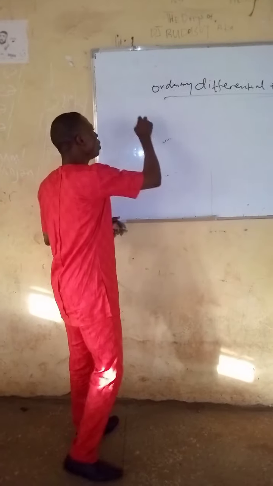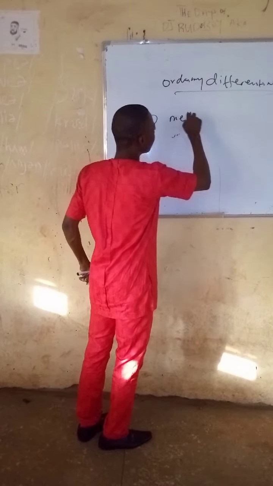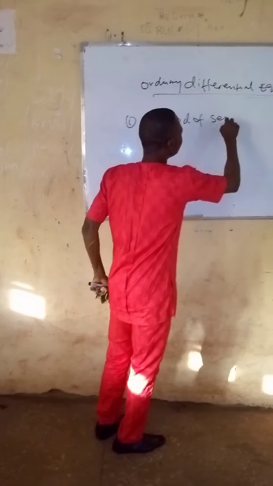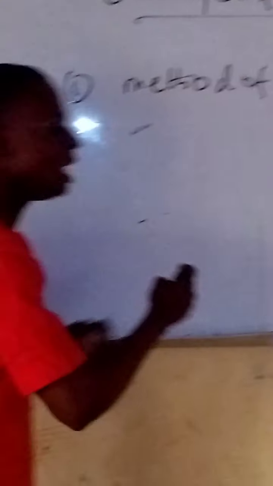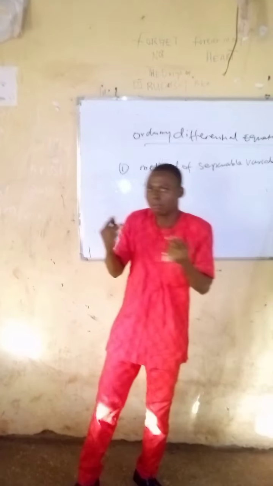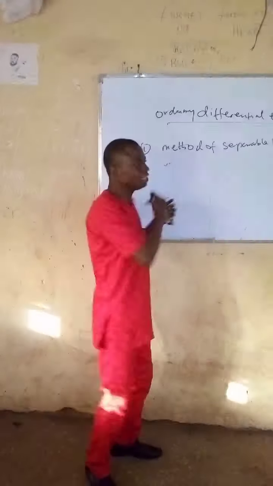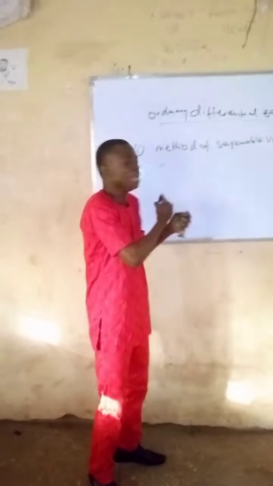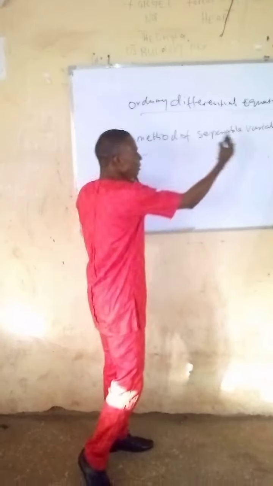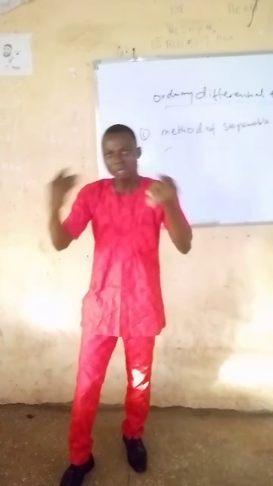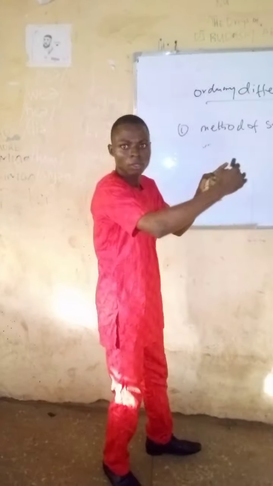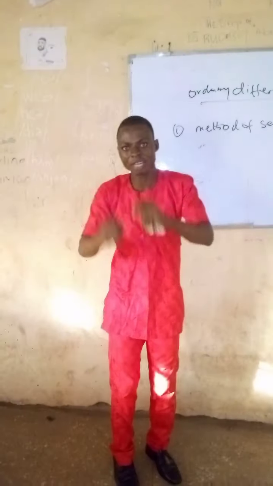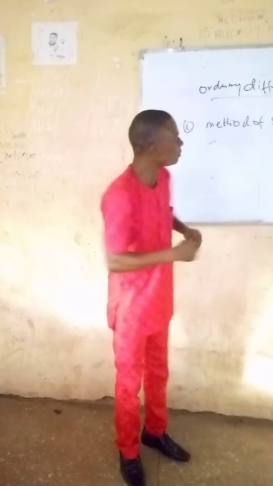We call it method of separable variable. When we talk about method of separable variable, here we have x, here we have y. We have two variables. So the ability to separate each and every one of them, to separate each variable, is what we call the separable variable. You separate them before integrating them. If you cannot separate the two variables to integrate each and every one of them, that cannot be called a separable variable.